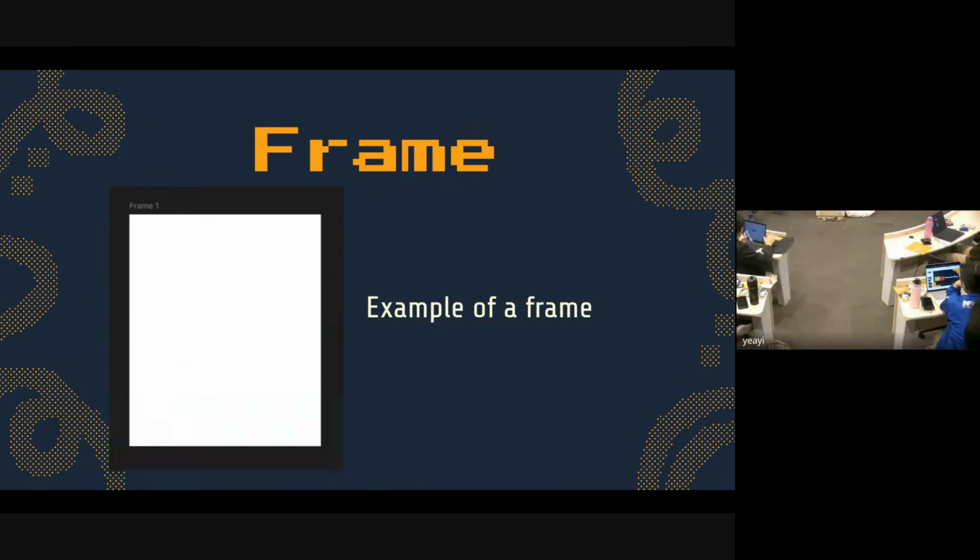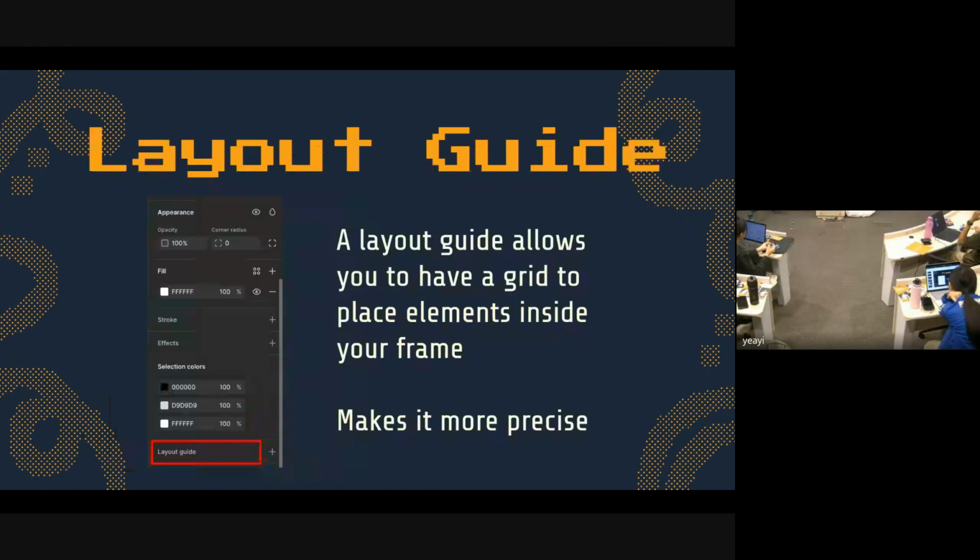So this is an example of a frame. This white box is actually just your frame over here. In there, normally I'll just place buttons and text. If you select the frame and you go to the right toolbar, you should see something called a layout guide. All this really does is it adds a grid so that when you put elements into the frame, it snaps to the grid so you can align things easier. Honestly, it's up to you whether you want to use this or not.